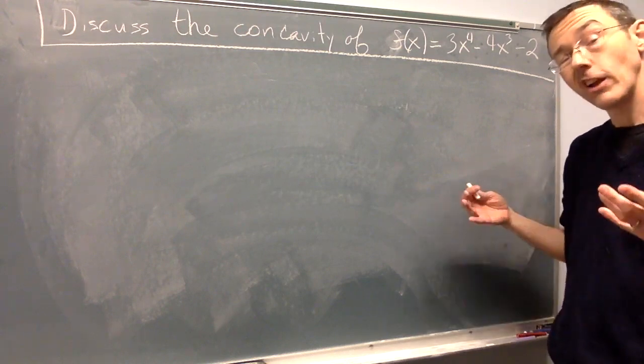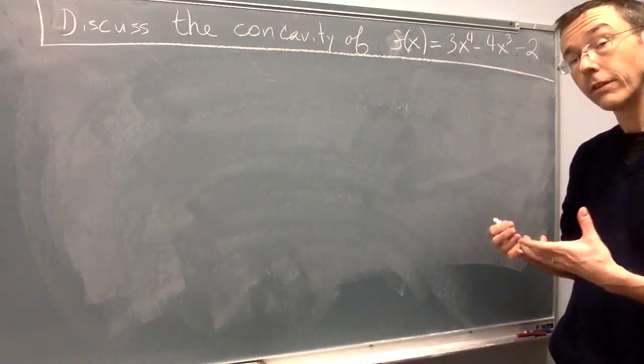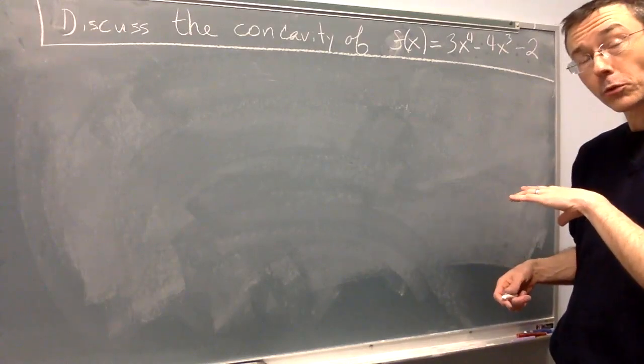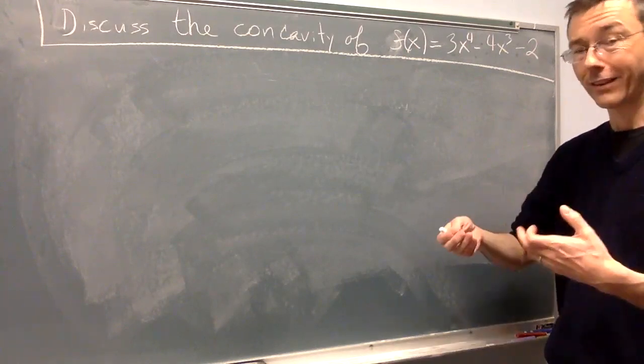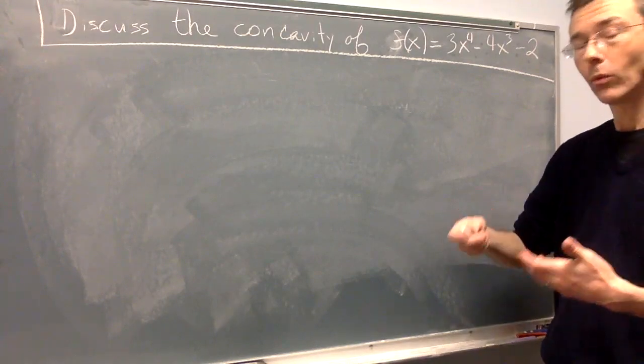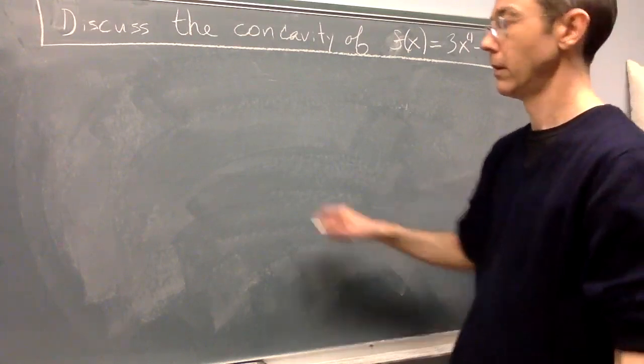Big picture, our strategy is going to be to get a second derivative. Concavity is a second derivative issue. We're going to take that second derivative, and figure out where it's positive, where it's negative. Where that second derivative is positive will be concave up, where it's negative will be concave down. Let's see how that goes.